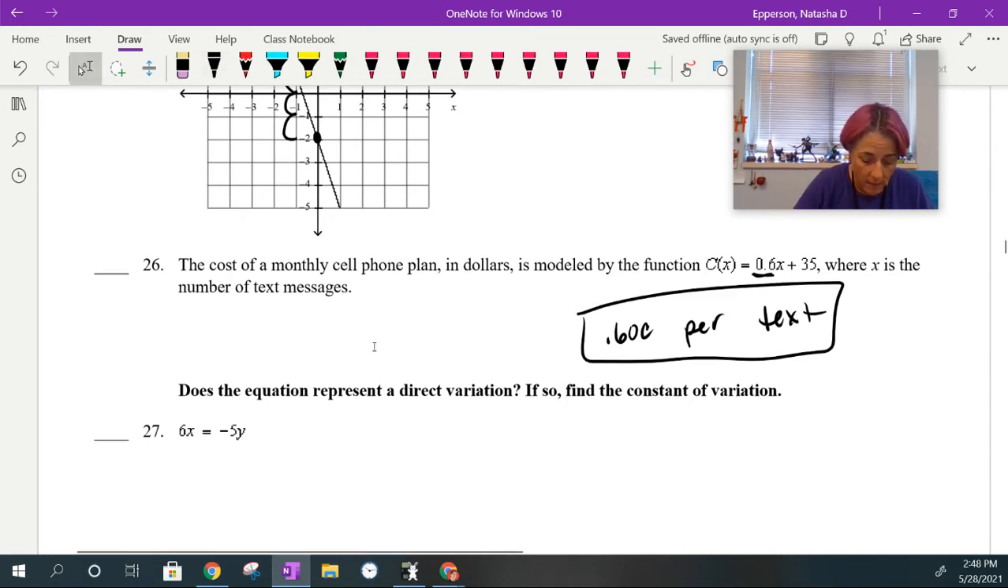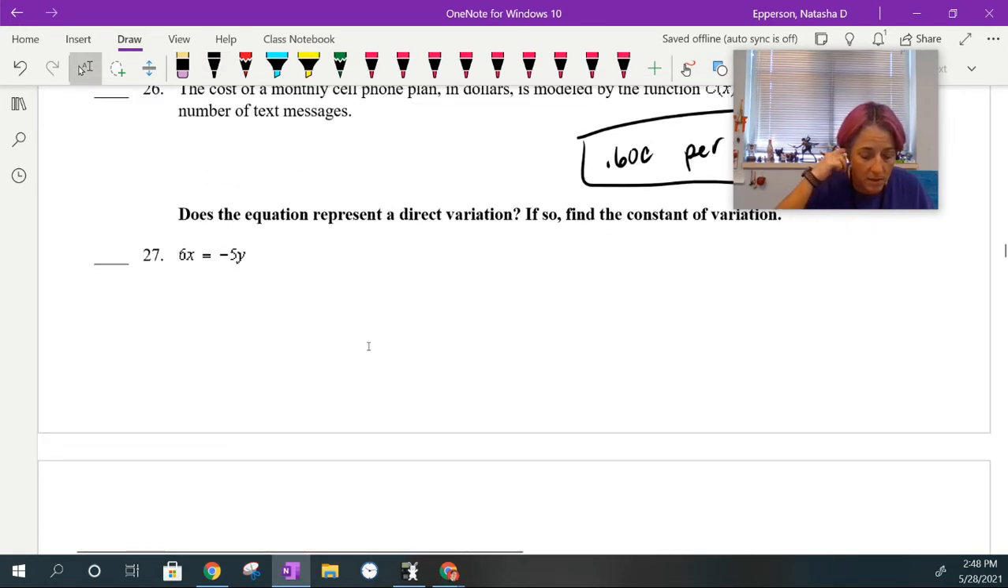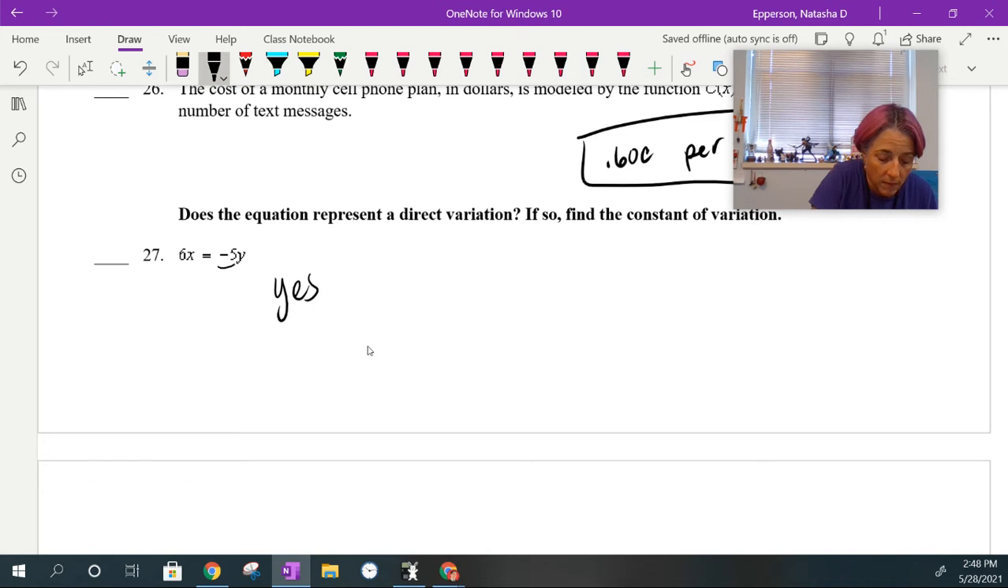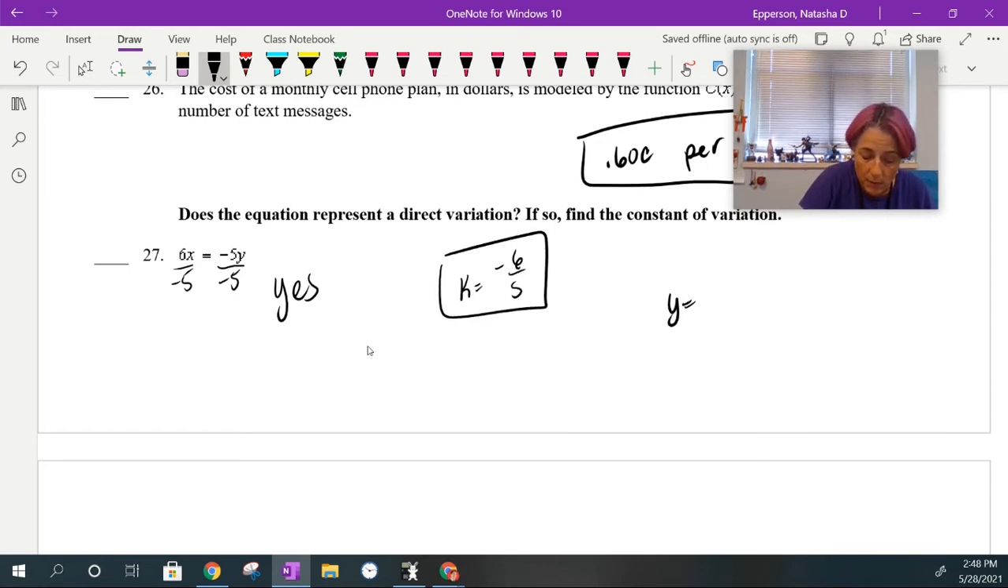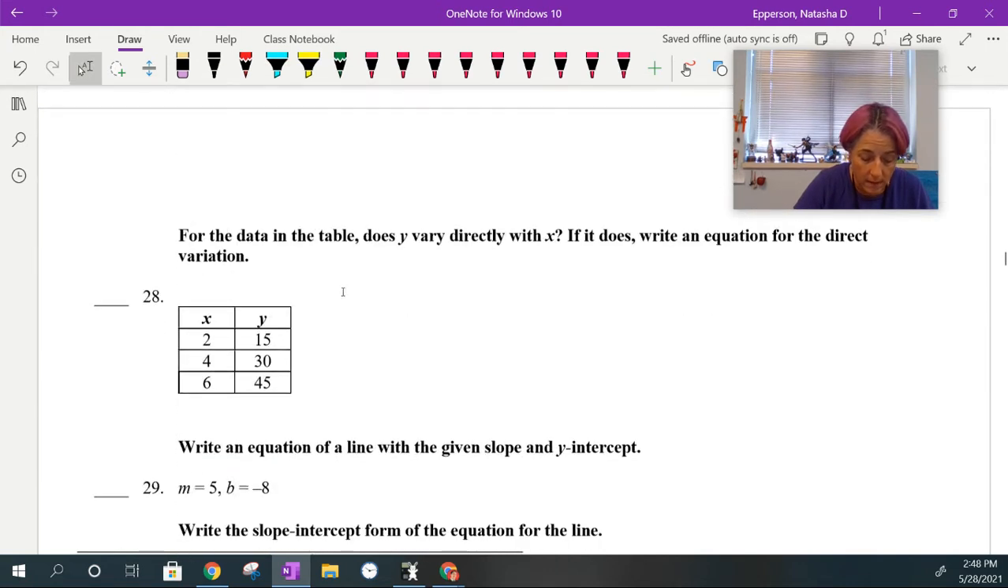Number 27, does this equation represent a direct variation? This one, it does, because we can divide by -5. That means our k value is equal to -6 fifths. That would be y is equal to -6 fifths x. That means that y varies directly with x.